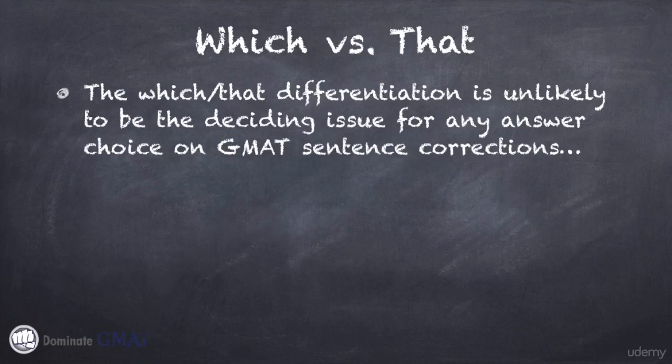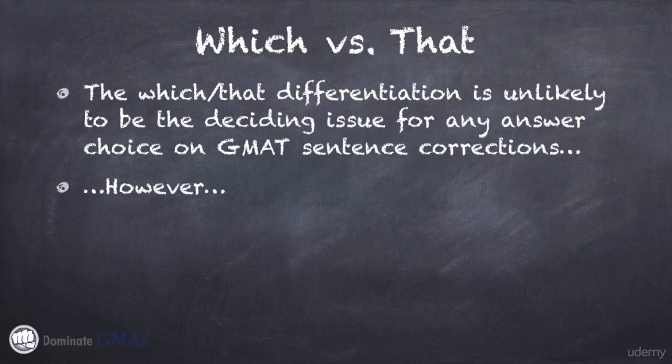And really, it's unlikely to be the deciding issue for any answer choice on the GMAT when you're looking at GMAT sentence corrections. It's good to know. Specifically, if you see the commas, you'll notice that it's non-essential modifying information, but the difference between which and that is very unlikely to be the deciding difference.